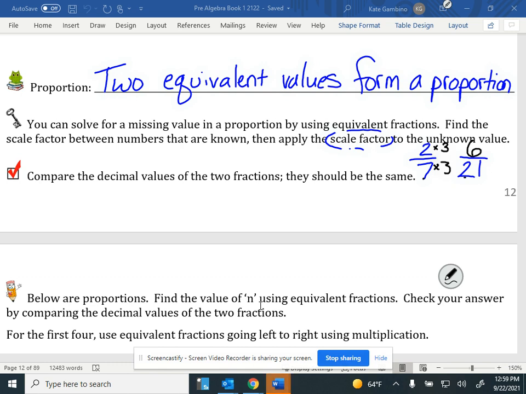So the scale factor would be the number that you have to multiply by. We want it to be proportionate, which means it is equivalent. So we're working with the same thing. It's just now we're filling in a missing blank. They're giving us part of that equivalent fraction. Again, the decimal value of the two fractions should be the same.